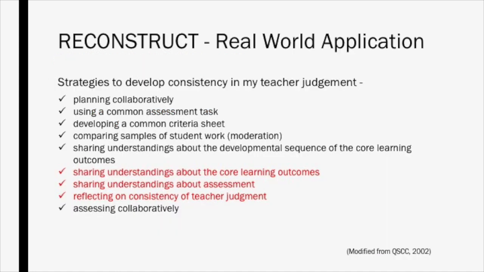Example strategies are outlined which can help develop my consistency in teacher judgment in the real world. Especially for marking and quality assurance, the red highlighted points will help my judgments in constantly adjusting, reflecting, and improving the quality assurance I participate in, which helps me achieve the overall objective of education, to benefit the student learning of those I teach.